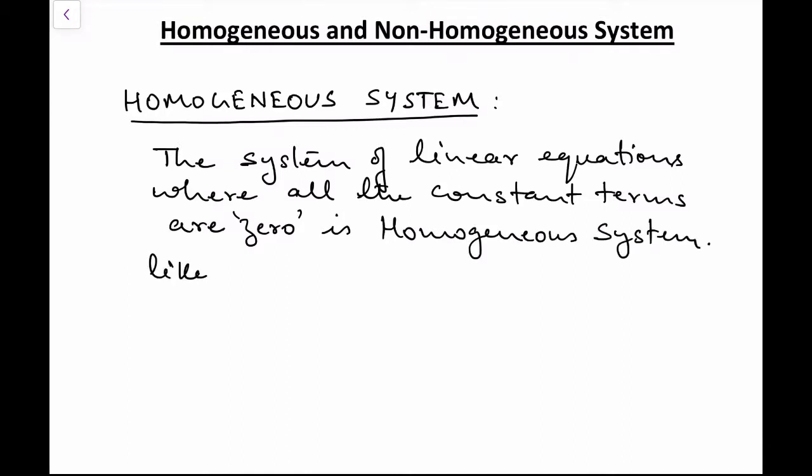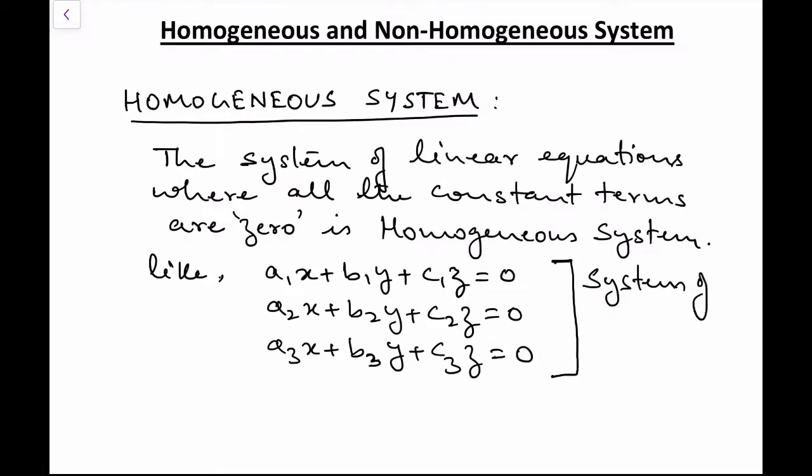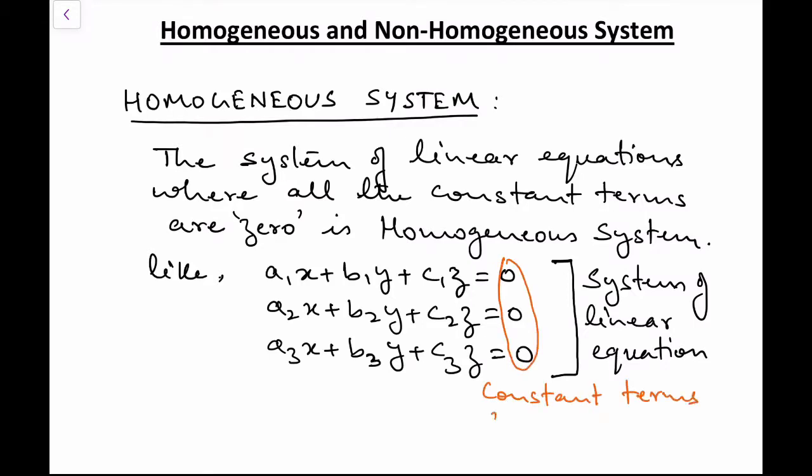Like a1x plus b1y plus c1z is equals to 0, a2x plus b2y plus c2z is equals to 0, and a3x plus b3y plus c3z is equals to 0. These are the system of linear equations where all constant terms are 0, and this system where all constant terms are 0 is a homogeneous system.